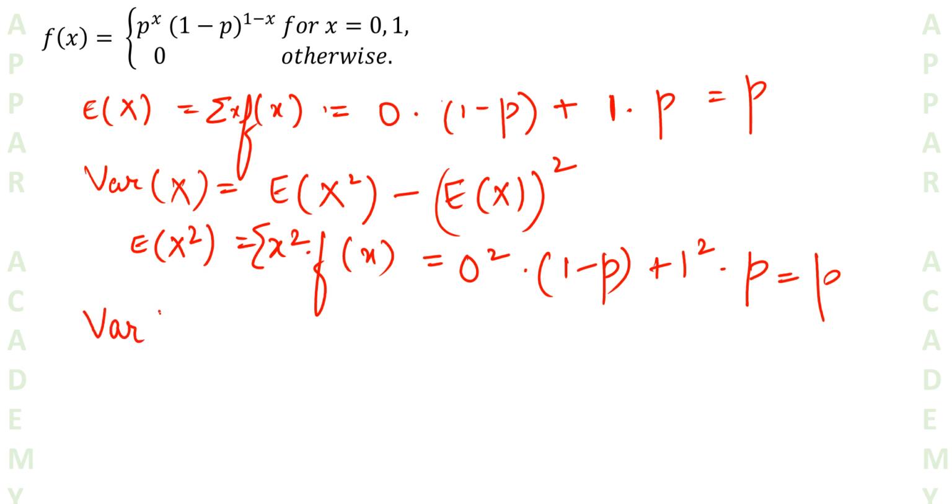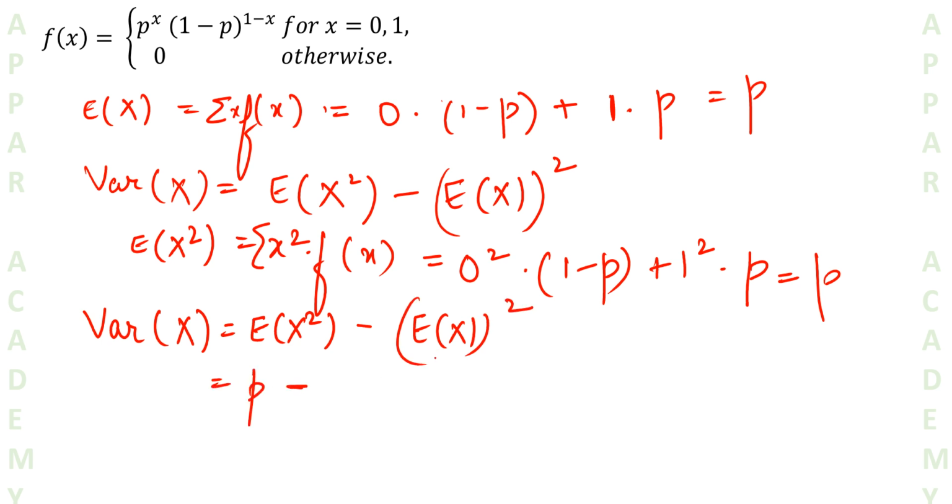So the variance of x is equal to the expected value of x square minus the square of the expectation of x. This is equal to p minus the expected value of x whole square, so p minus p square. So this is equal to p(1 minus p). Right? So this is basically the variance of a Bernoulli distribution.